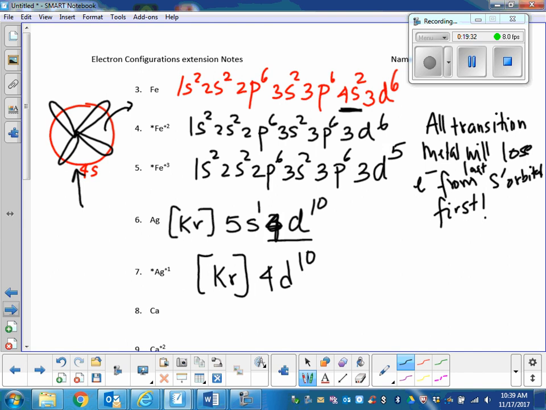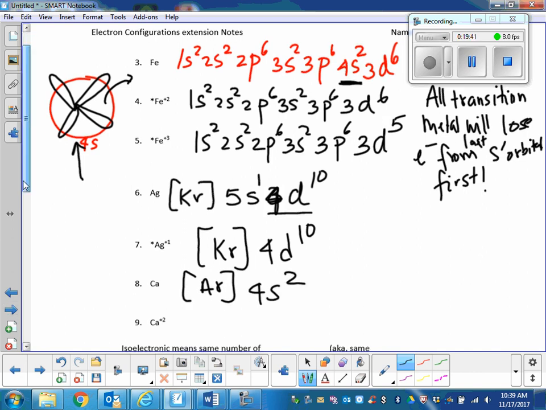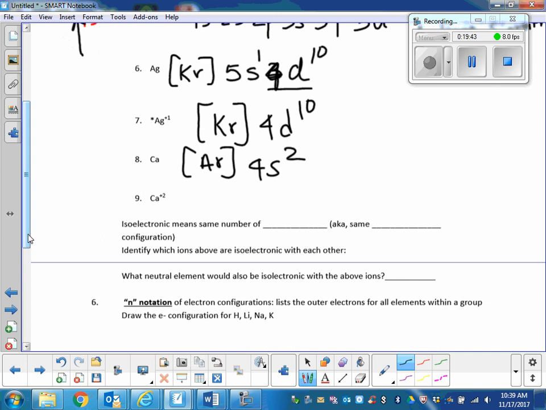Okay. Calcium's electron configuration: argon 4s2. What will be calcium +2? We can't write Ar. So we'll have to write neon. You can't write a noble gas as its own electron configuration. So it will be neon 3s2 3p6. The 6 plus 2 is an 8, outside octet rule.